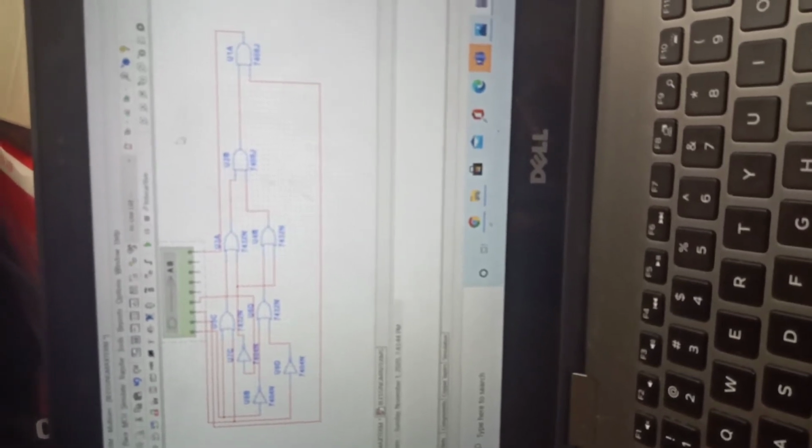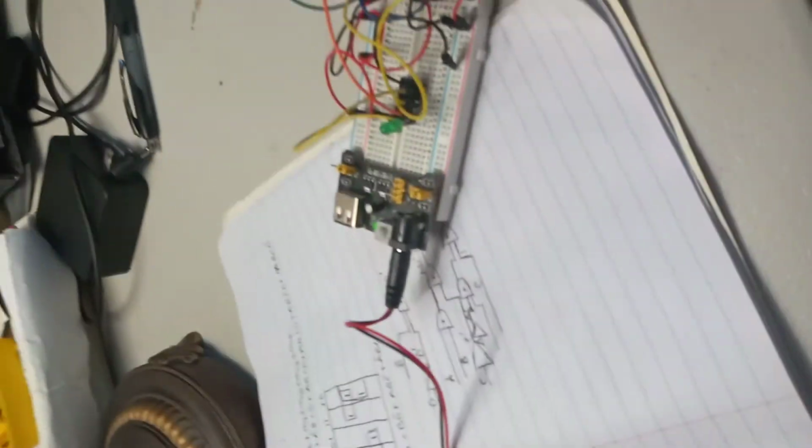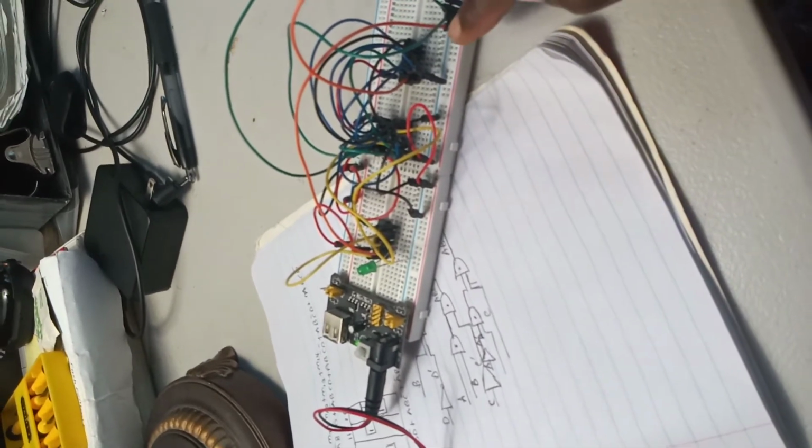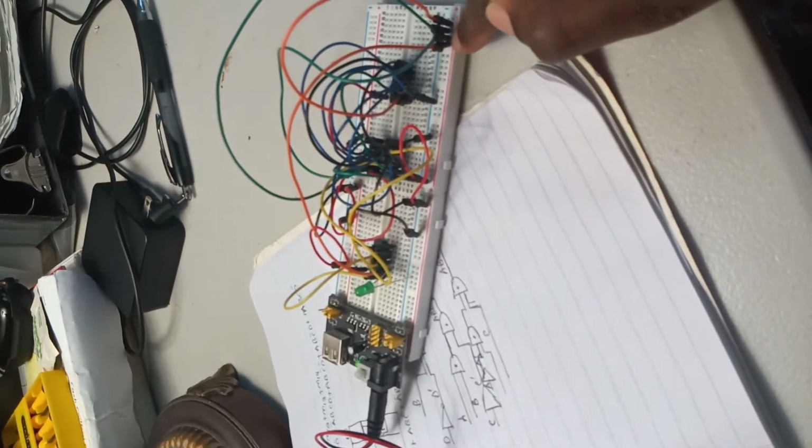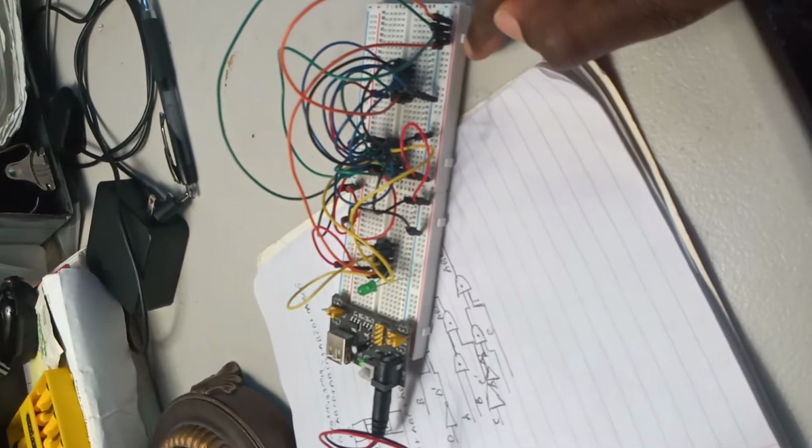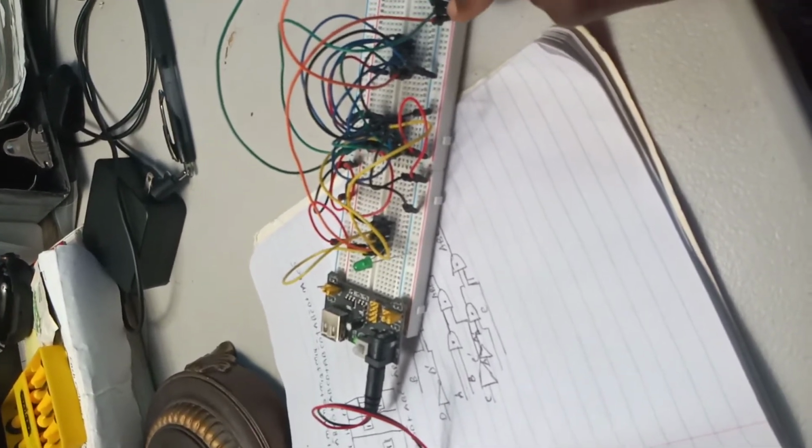And then we're going to get our truth table, and this is my truth table right here. And then I'm going to build my schematic for my maxterm on a breadboard, and this is what my schematic looks like when I built it for the maxterm on a breadboard. And then we're going to verify if our truth table is right.